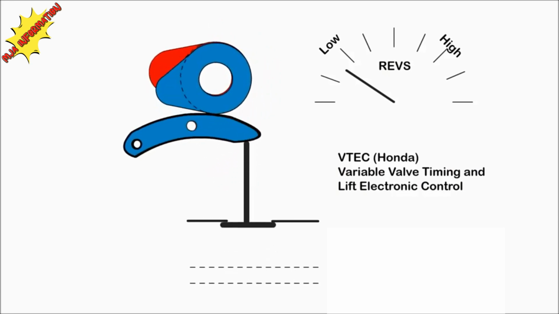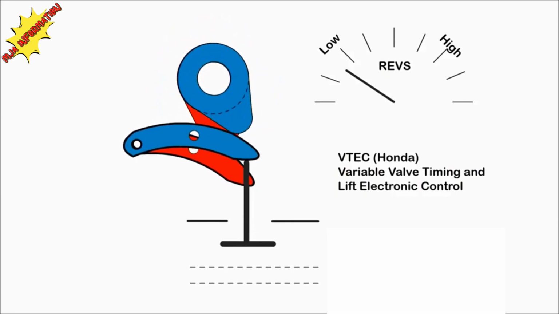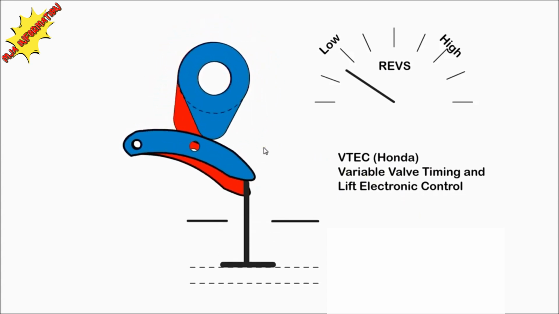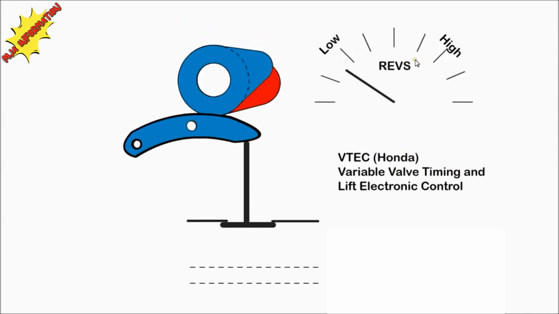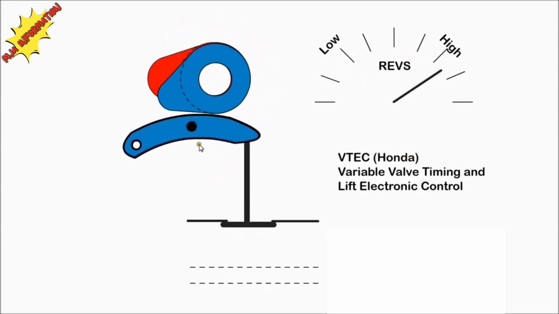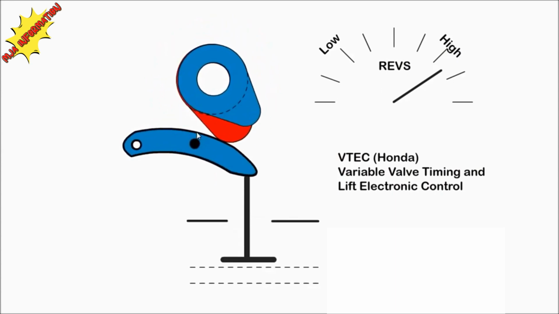With VTEC, the camshaft has two separate lobe profiles. The valve is in contact with the blue rocker arm. At low speed, the cam operates on the standard profile for efficiency, and at high speed, the pin is activated by oil, and the rockers are joined together when they are aligned, thus altering the timing and lift for maximum power.